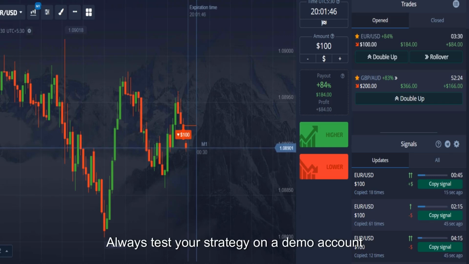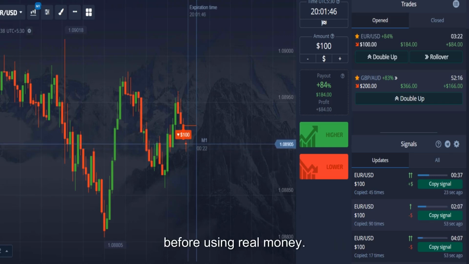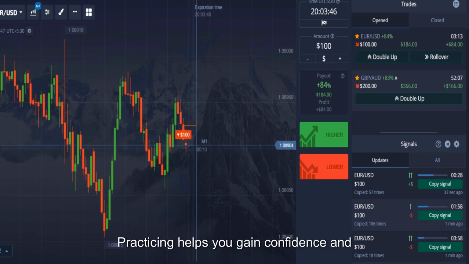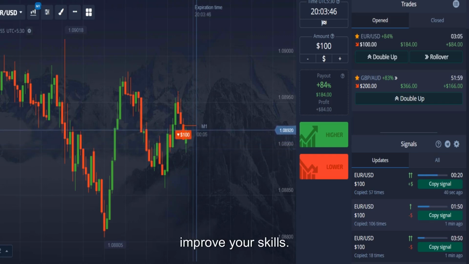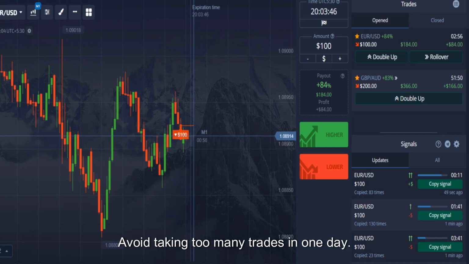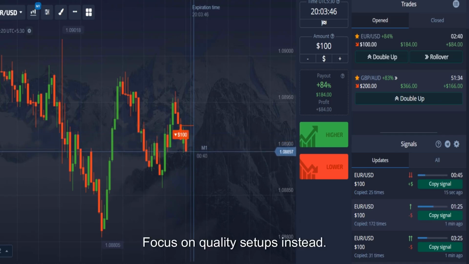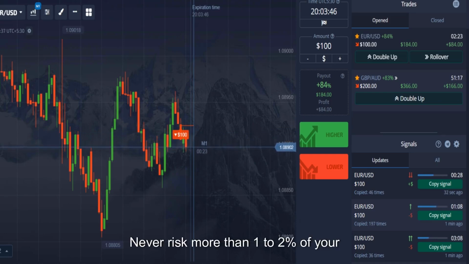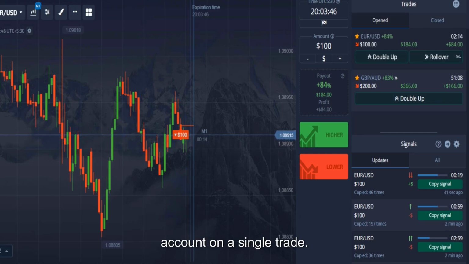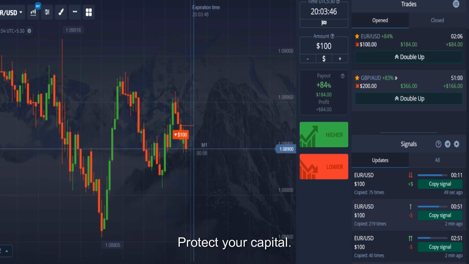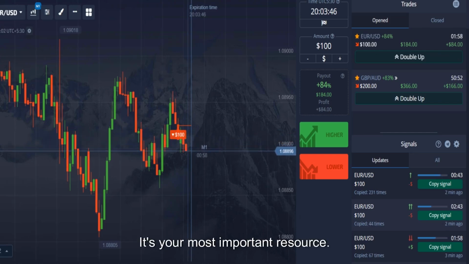Always test your strategy on a demo account before using real money. Practicing helps you gain confidence and improve your skills. Avoid taking too many trades in one day. Emotional decisions can lead to mistakes. Focus on quality setups instead. Never risk more than 1 to 2% of your account on a single trade. Protect your capital. It's your most important resource.